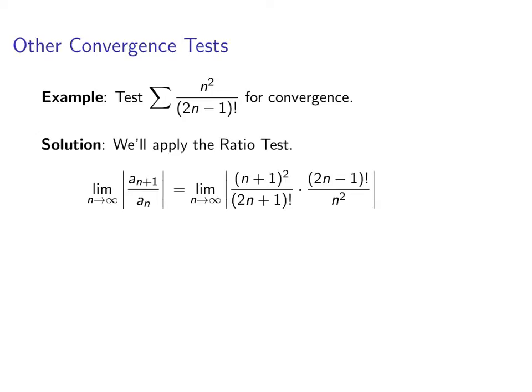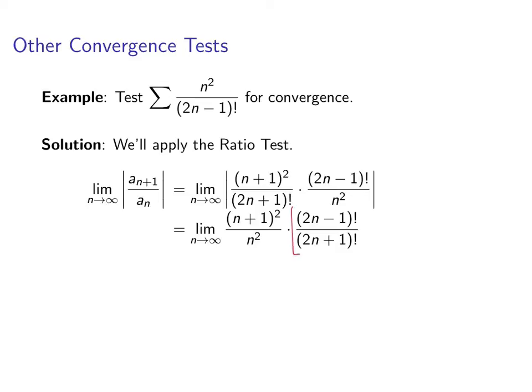So we get the limit of the absolute value of (n plus 1) squared over (2n plus 1) factorial, times (2n minus 1) factorial over n squared. So this is, of course, the a sub n flipped upside down. One question is, how did we get this? Well, we took the (2n minus 1) factorial and replaced n with n plus 1. Now we don't need the absolute value, everything's positive, and we'll reorganize stuff.